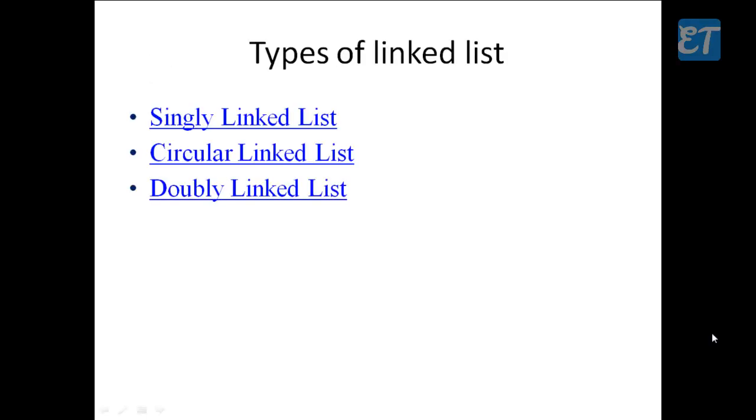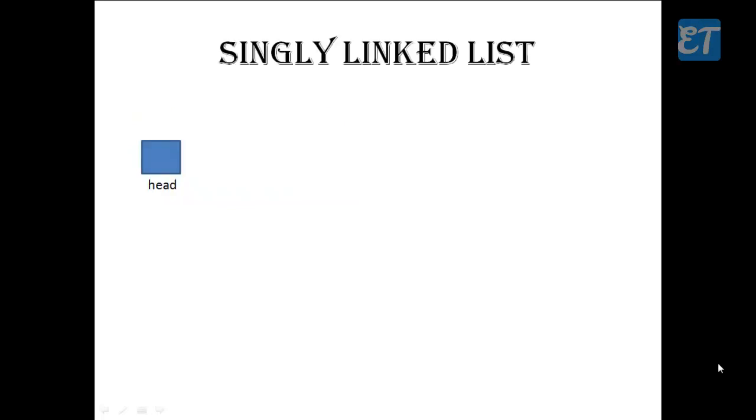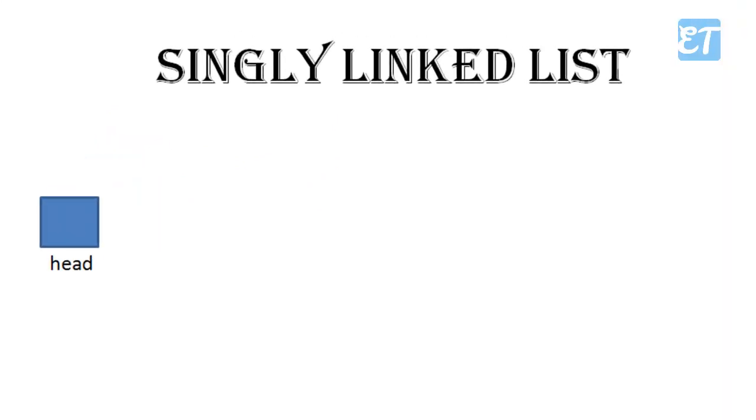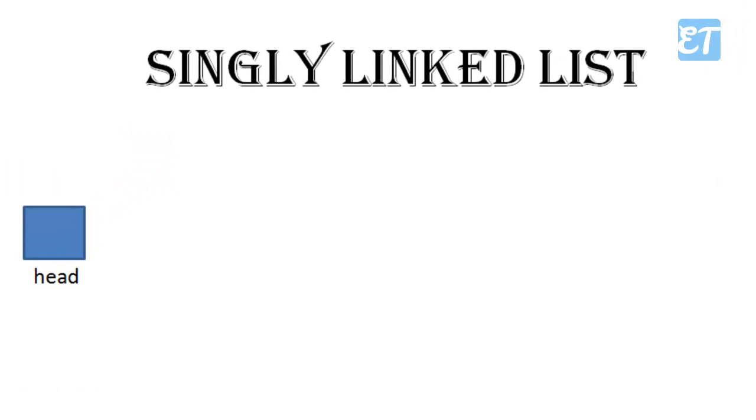There are three types of linked list: singly linked list, circular linked list, and doubly linked list. A linked list is represented by a pointer to the first node of the linked list. The first node is called the head. If the linked list is empty, then the value of head is null.